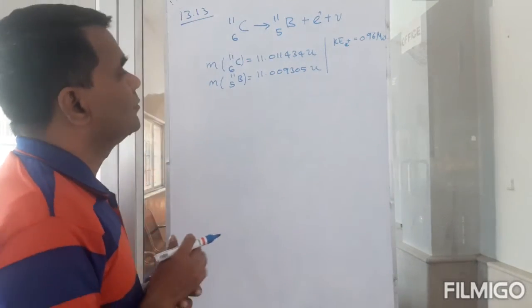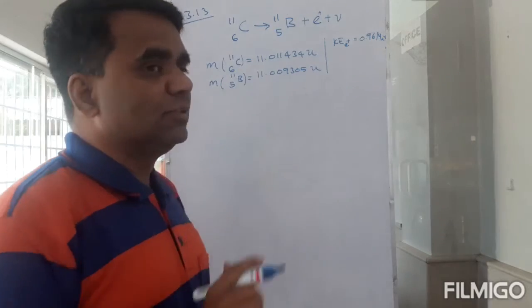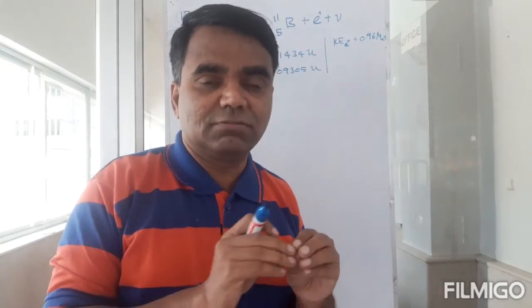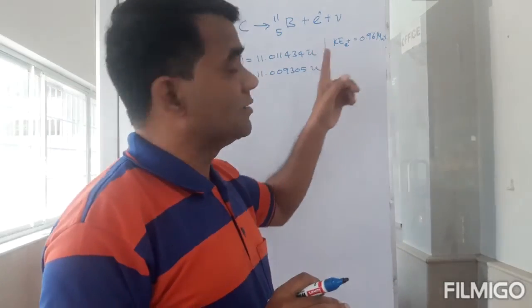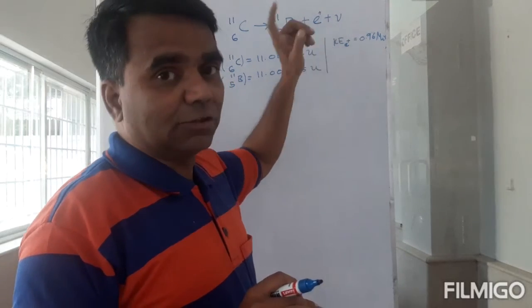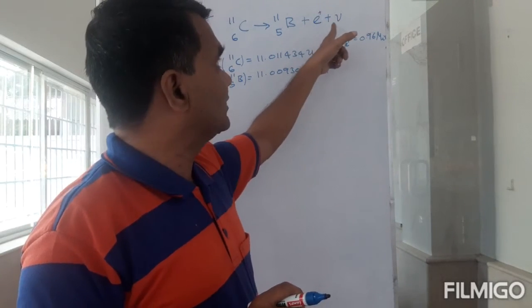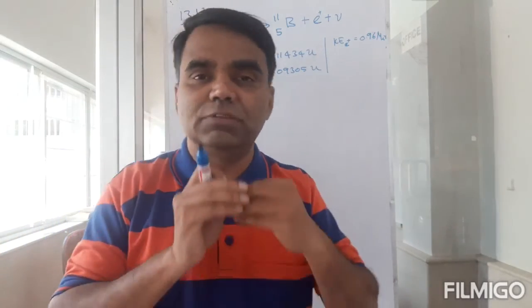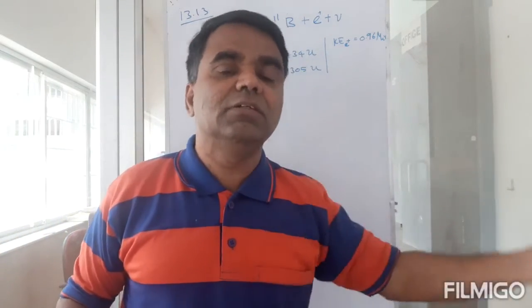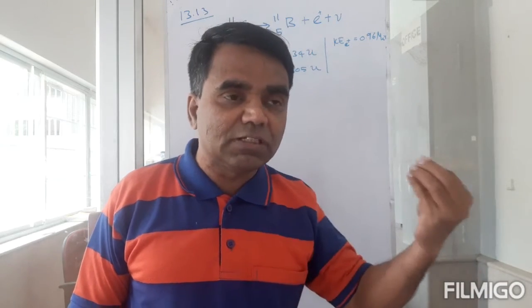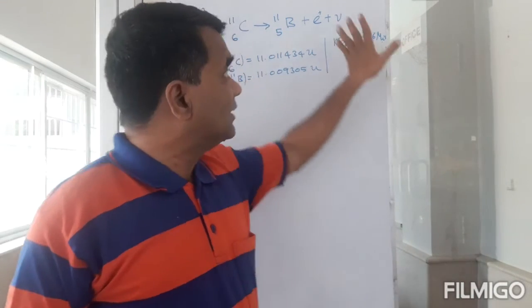But in this case there are two things you need to remember. One, the mass of neutrino is negligible. You can forget it. The reason is that if electron or positron has very low mass, the mass of neutrino or antineutrino is very, very small, much smaller than even an electron. So it's very difficult to detect them. So you can ignore this mass.